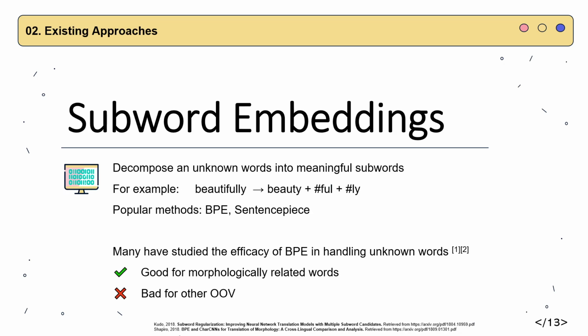So what are subword embeddings? In subword embeddings, we decompose an unknown word into meaningful subwords. For example, beautifully is broken down into beauty, full, and ly. And the popular methods of doing so include byte pair encoding, also known as BPE, and SentencePiece. There have been many studies that focus on the efficacy of BPE in handling unknown words. So this approach is good for morphologically related words, but is bad for other unknown words.